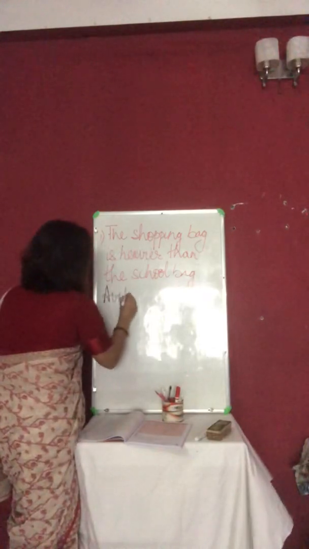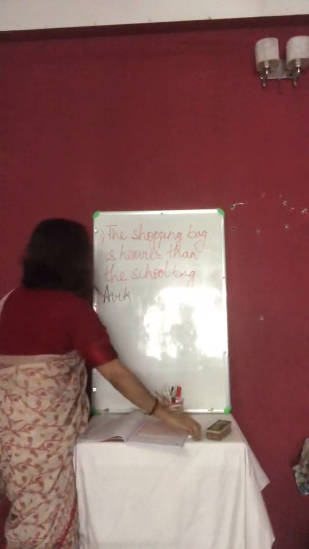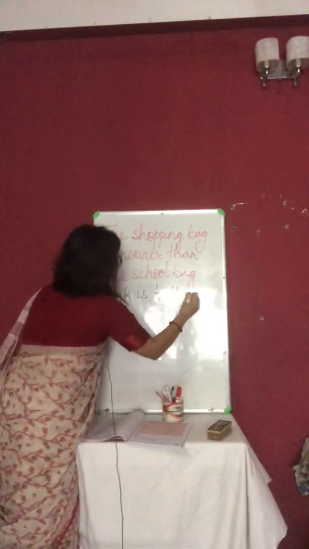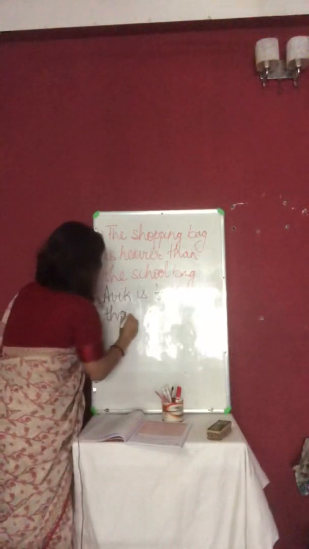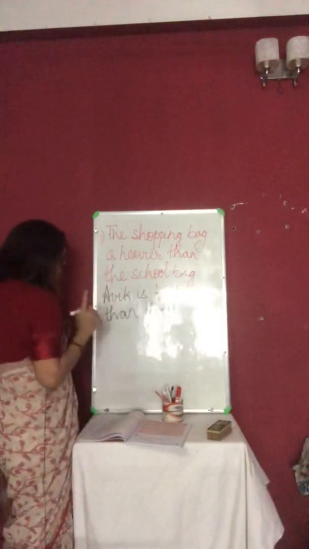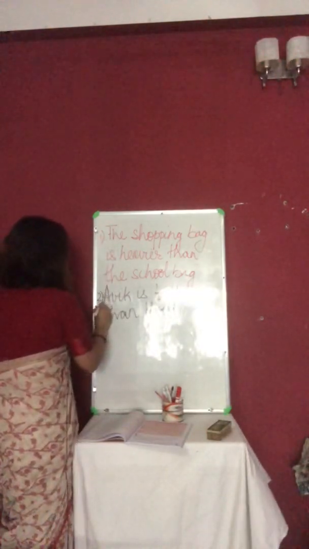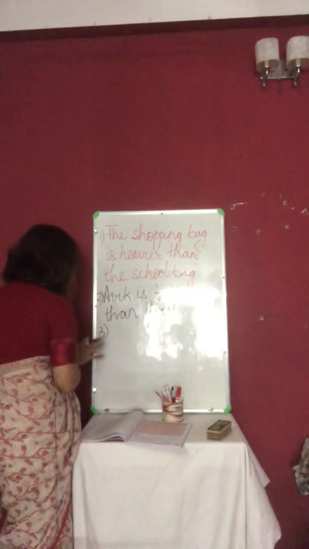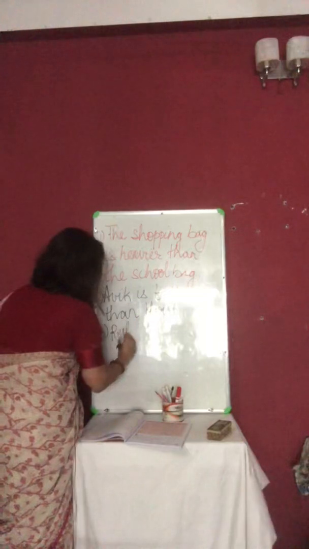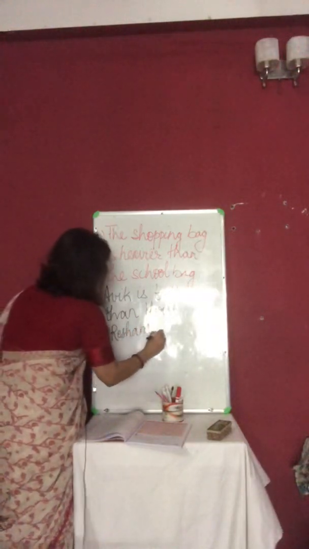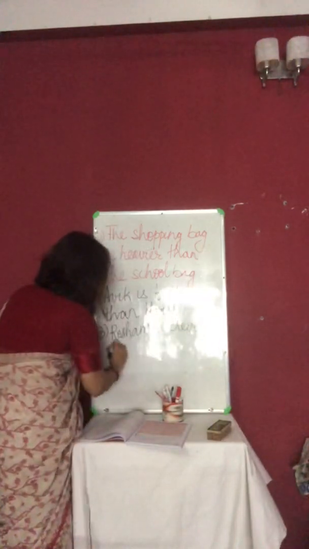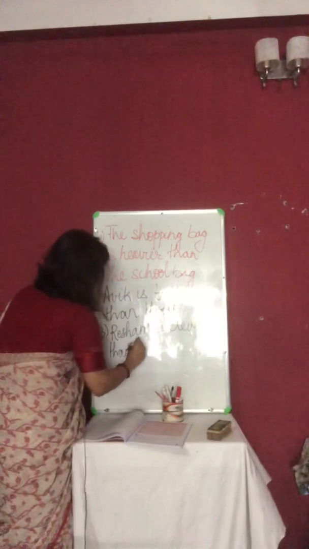Avik is taller than Harsh. All right, I'll tell you. First, let us read. This is number 2. Number 3. Okay, Resham is cleverer than Tanu.